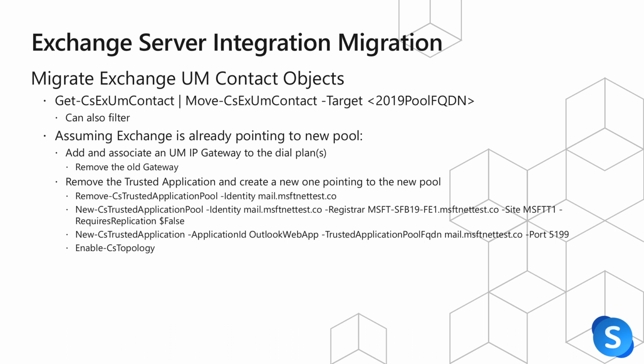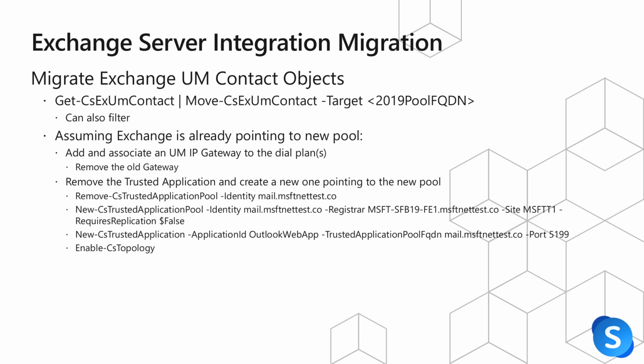Now, assuming that Exchange has already been configured to point to the new 2019 pool, we can then add and associate a unified messaging IP gateway to the dial plans. This is simply done by going to the Exchange control panel and adding the new IP address of the new 2019 pool FQDN. And while we're in there, we're also going to remove the old gateway.